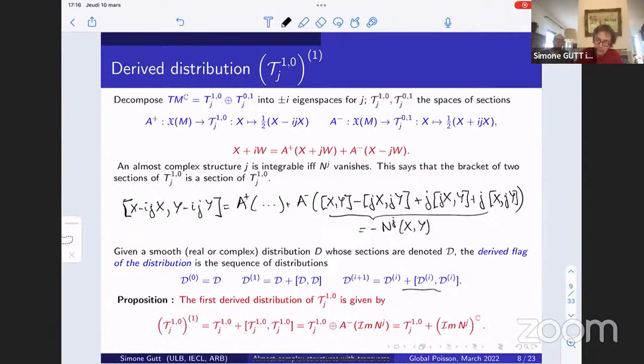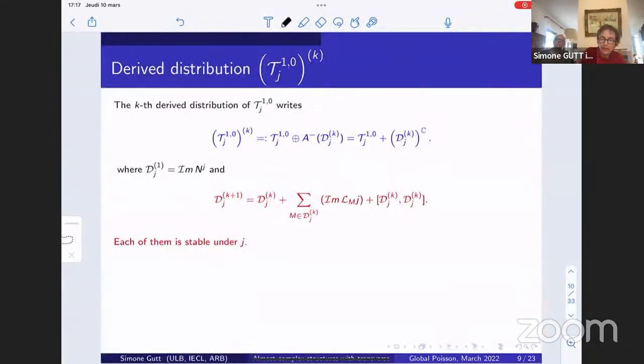And the computation I just made here shows that the first derived distribution of T^{1,0} is T^{1,0} plus the image under A minus of all vector fields which have values in the image of N_J. So you have this first derived distribution. Well, it may or may not be involutive. So in order to go to an involutive distribution, you make a recurrence on this construction and you go to higher levels in the derived distribution. You saw that all the derived distributions will all contain T^{1,0} plus A minus of something. So they will all be of the type T^{1,0} plus A minus of a real distribution D_k. And D_1 is the image of N_J.